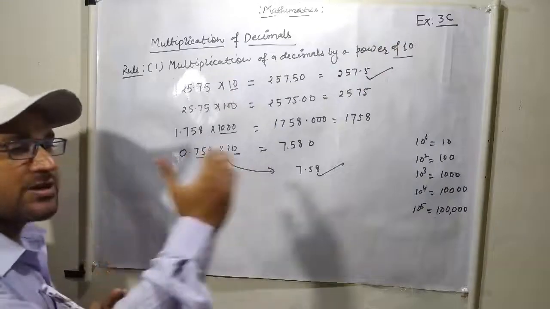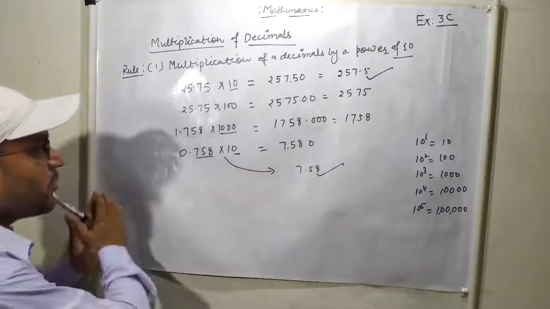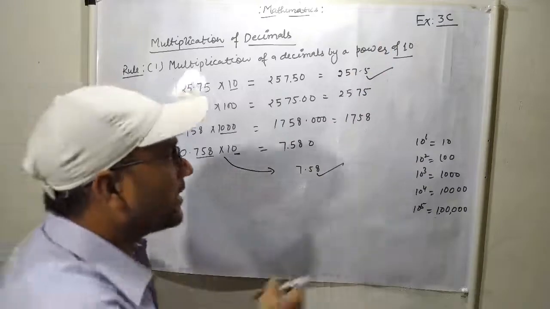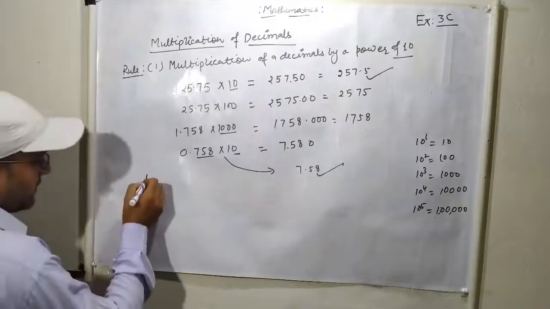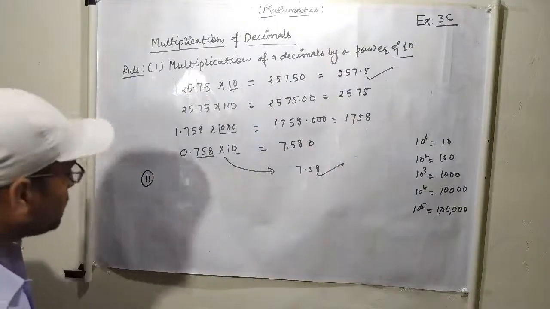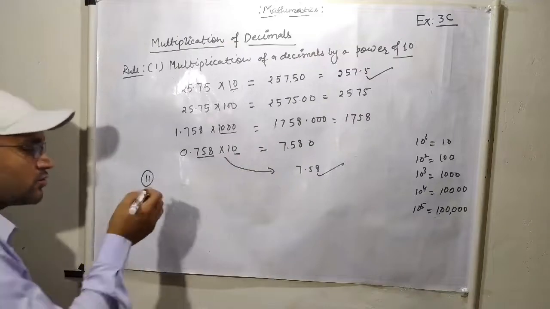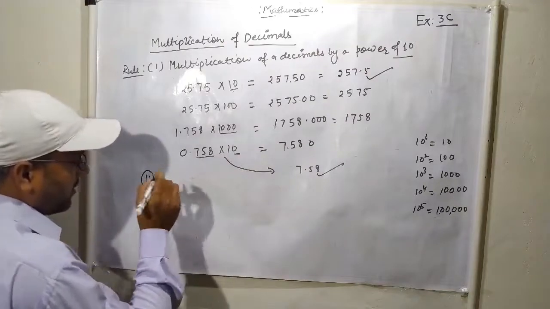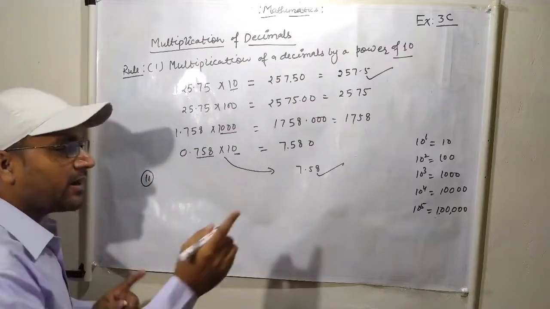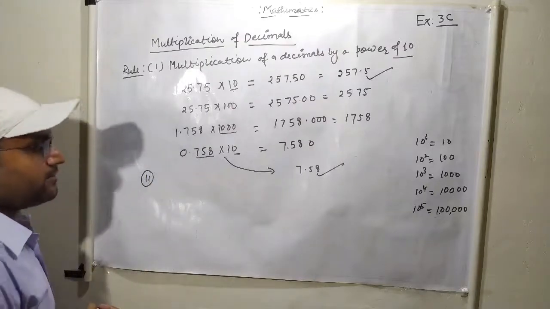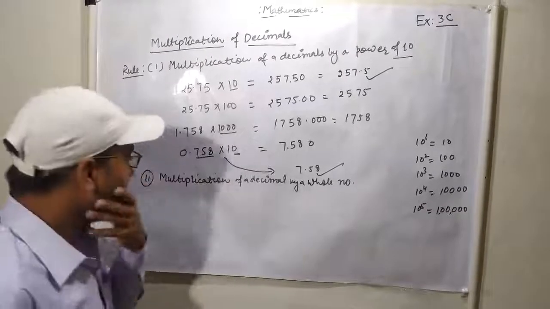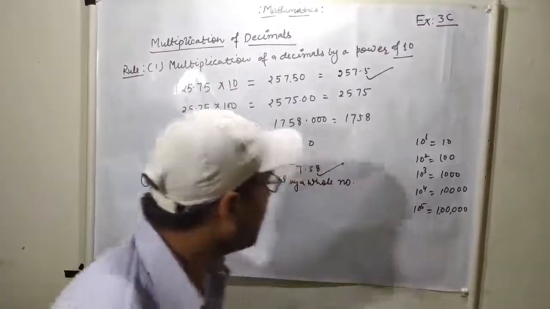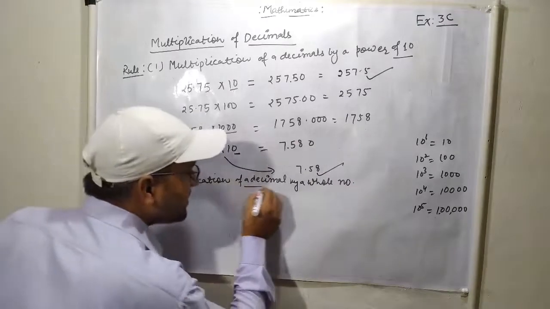So your decimal point shifts from left to right according to the number of zeros in the multiplier. The second rule is multiplication of a decimal number by a whole number. Listen, students, multiplication of a decimal by a whole number.